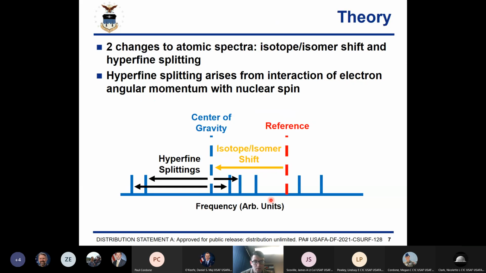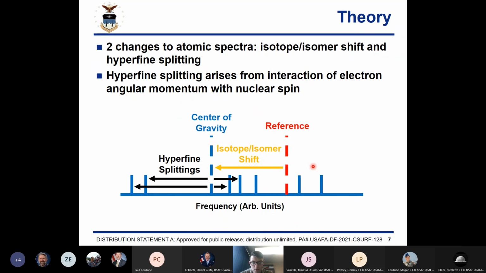So getting a little deeper into the theory, there are two effects which account for the changes in cycling frequency between xenon's isotopes. The first is the isotope isomer shift, which comes from changes in nuclear mass and nuclear charge distribution. And the second is hyperfine splitting, which comes from the coupling of your electronic angular momentum with your nuclear spin. So if you look down at the figure, I can give a little visual intuition for that.